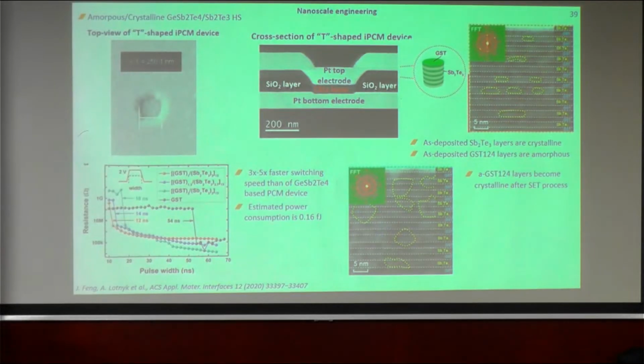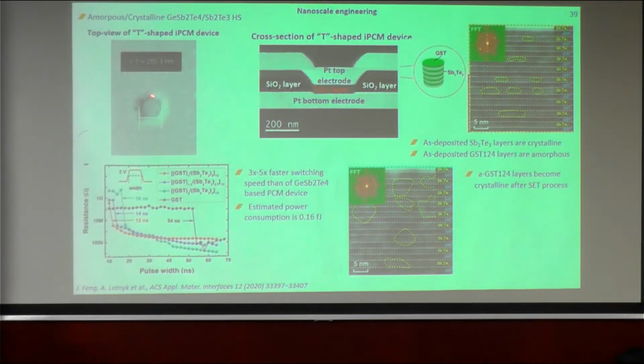From the last lecture, we already know that if crystallization proceeds from the interface, it proceeds much faster, because we already have nucleation sites on the surface, and then the amorphous material can be crystallized faster. Here it was the same idea: to make crystalline seeds using antimony telluride, because it's already crystalline, and then to grow amorphous GST124.